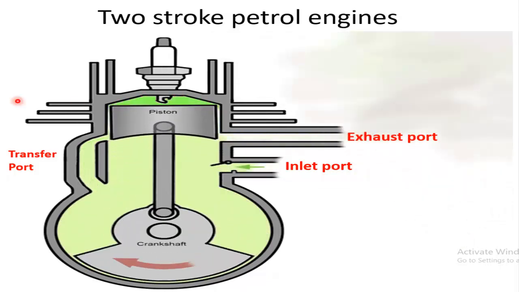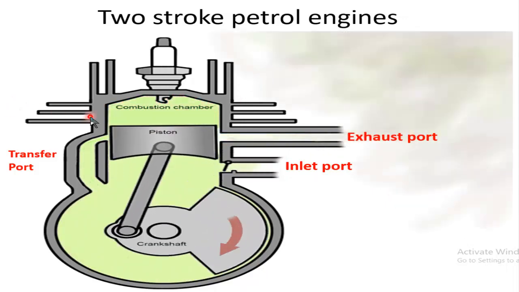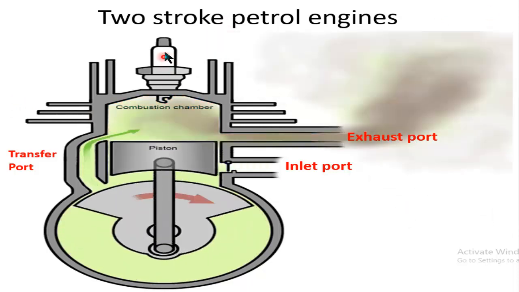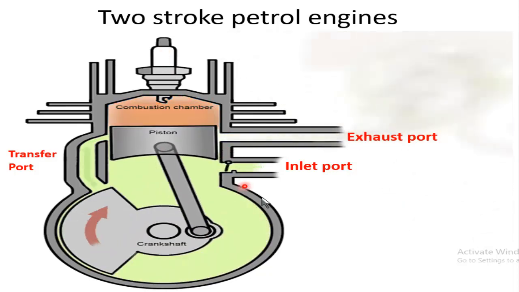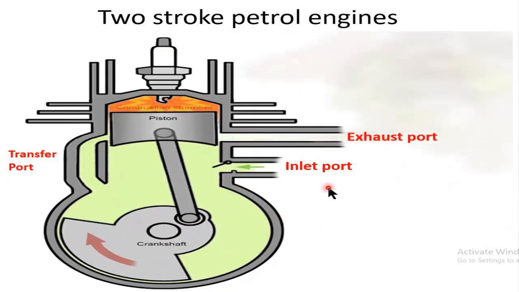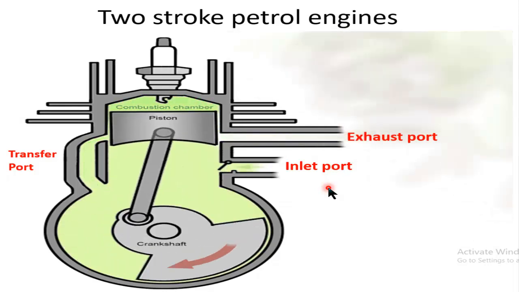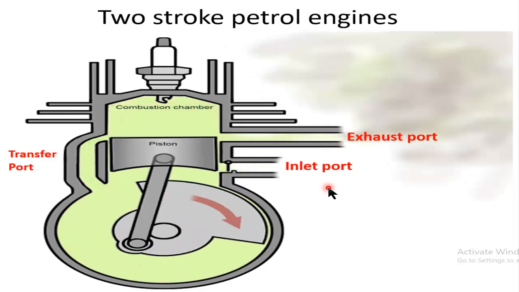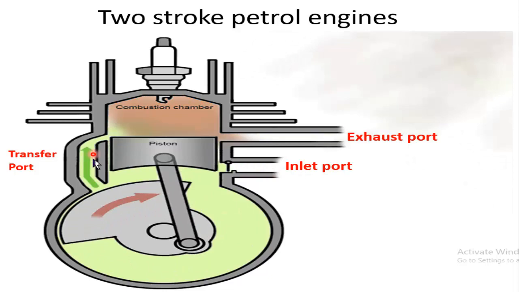Before going to the working explanation, we'll discuss the important parts of the two-stroke petrol engine. We have a spark plug, and the piston, connecting rod, crankshaft and crankcase will be the same. The major difference is that in four-stroke petrol engines we have valves, but in two-stroke petrol engines we have ports, namely the exhaust port, inlet port and transfer port.